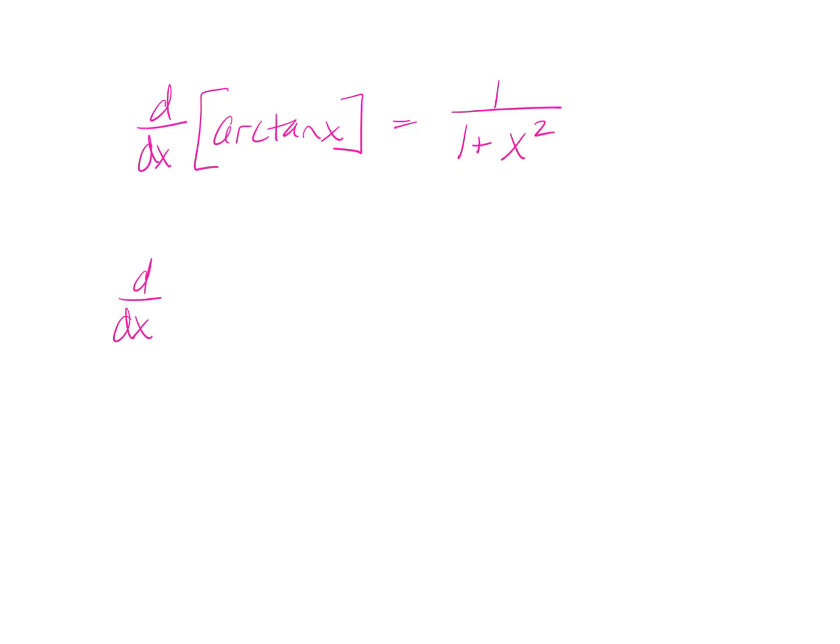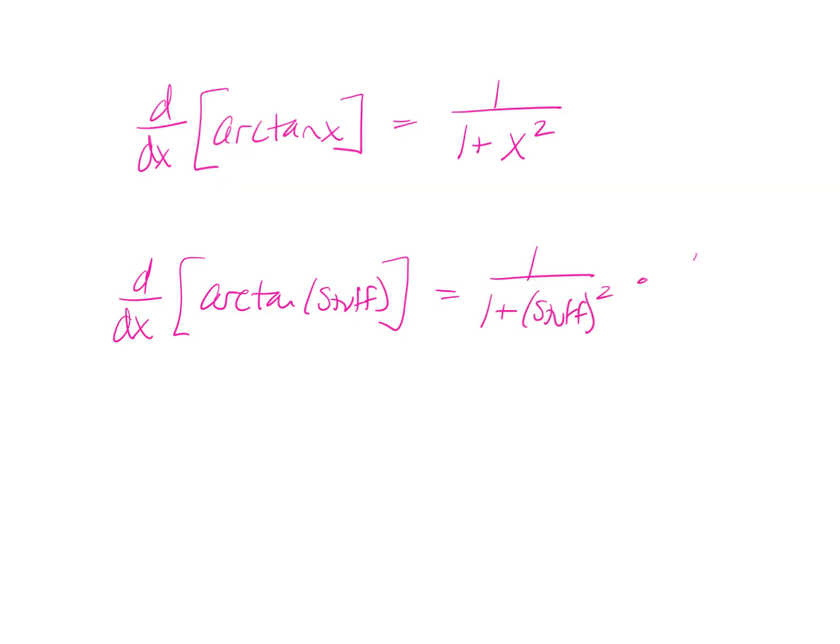I'm just going to write out a final conclusion because that didn't come out in a nice line. So d dx of arctan x turns out to be 1 over 1 plus x squared. And a chain rule version would be that d dx of arctan of some stuff would be 1 over 1 plus the stuff squared times the derivative of the stuff.